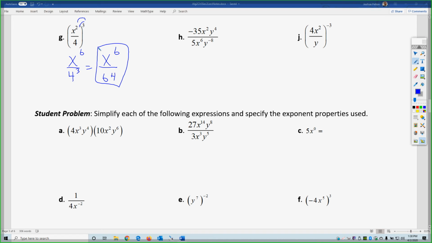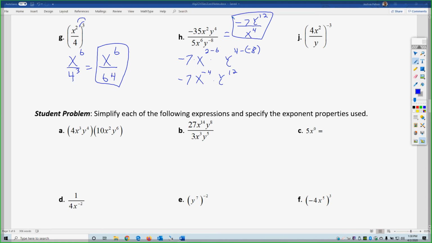So you have negative 35 divided by 5 is negative 7. We have 2 minus 6 and 4 minus negative 8. So that's negative 7x to the negative 4, y to the 12. Can't have a negative exponent in the final answer. So the final answer is negative 7y to the 12th over x to the 4, because that negative exponent needs to go to the bottom. You need to reciprocate it.